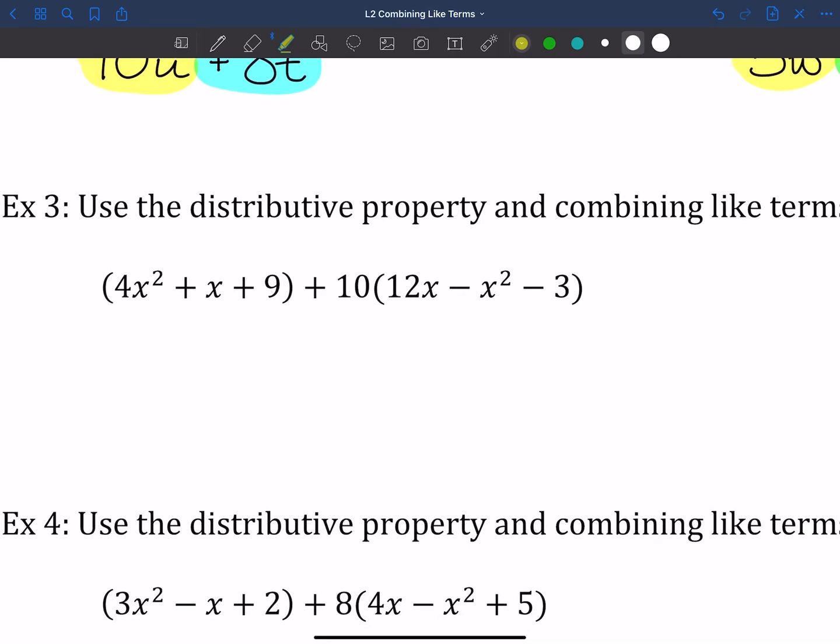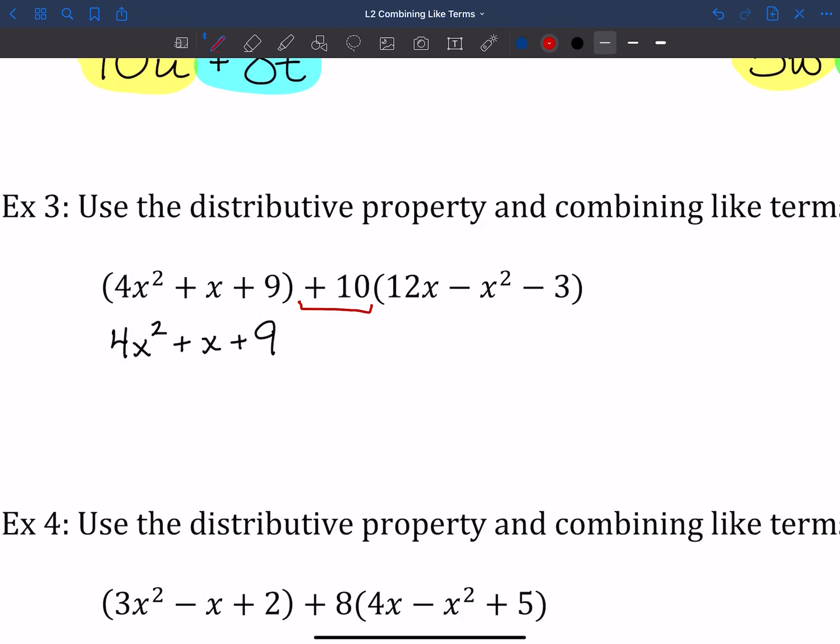All right, so let's take it one step at a time. If I'm looking at this problem, I'm noticing that over here, there isn't really anything to do. There is no distributive property that I have to do for that first set of parentheses. So honestly, I'm just going to bring it right down. 4x squared plus x plus 9. All right, cool. Done.